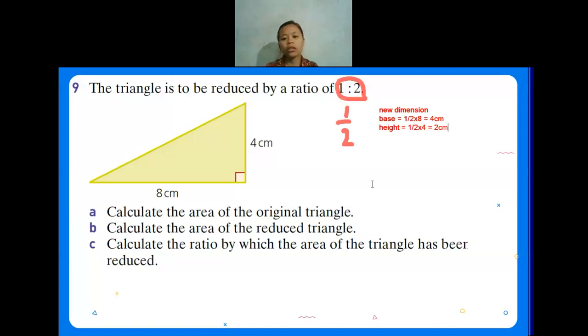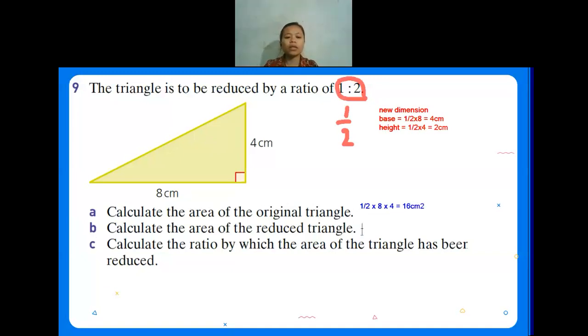Right? Agree? Okay, if no one is confused, I will move to question 9a. Calculate the area of the original triangle. Is there anyone who still remembers how to find the area of a triangle? Half times base times height. Okay, so the base is 8 and the height is 4. So how many centimeter will it be? 16. Okay, 16 centimeter square.